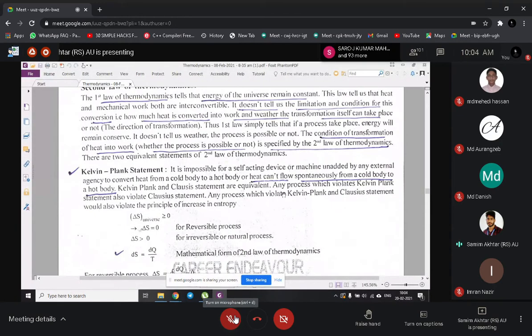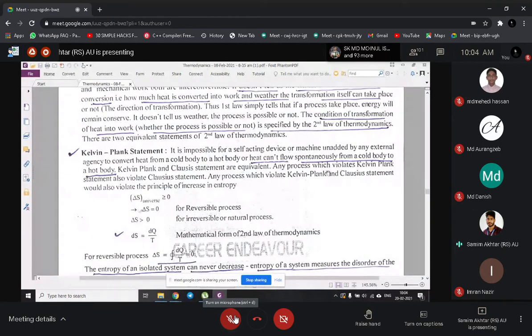That means any process which violates the Kelvin-Planck statement also violates the Clausius statement. The Clausius statement is a similar kind of statement. So any process which violates the Kelvin-Planck and Clausius statements would also violate the principle of increase in entropy. So the question arises, what is entropy? I will discuss later what entropy is.